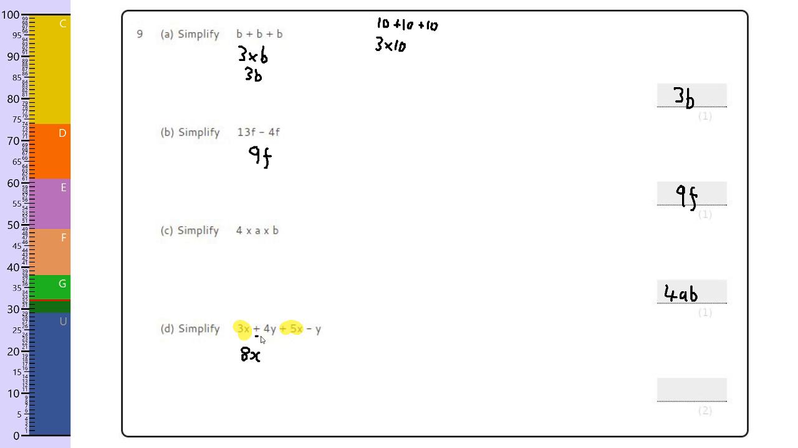Okay, and we've got the plus 5y and the minus y. Remember, that minus belongs to that y. So what is 4y? Take away a y. Well, it'd be 3y. So our answer is 8x plus 3y. Now you might be confused a little bit with this because there's no number here.